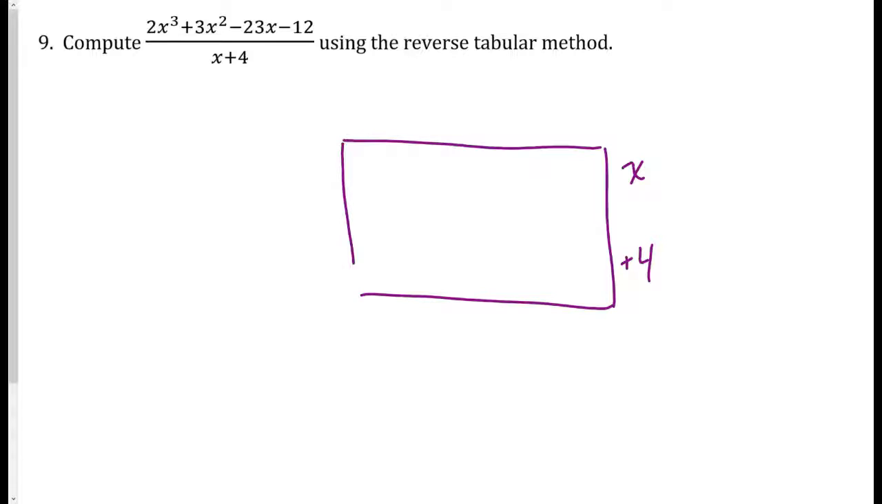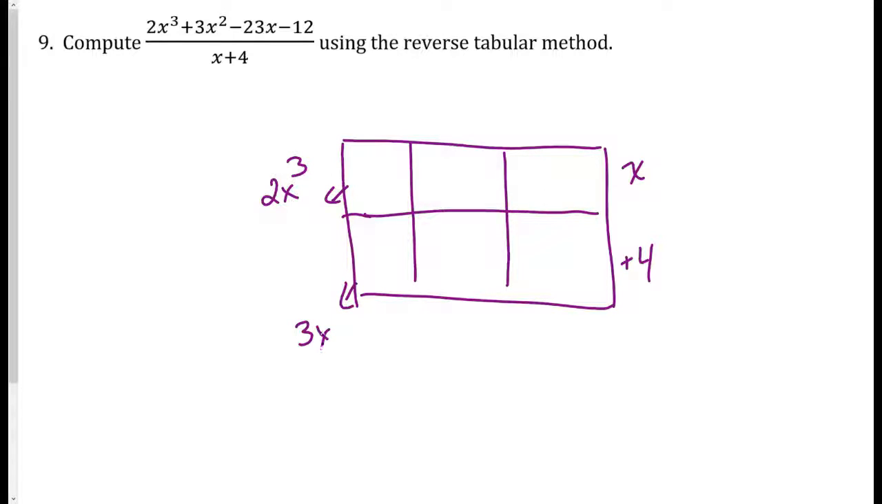Compute this quotient using the reverse tabular method. So I'm asking you to do the reverse tabular method. You could do this with long division, but it's good to be good at both methods. So x cubed divided by x gives me x squared. So I'm going to have a quadratic polynomial as my answer. So x squared, x, and then the constant term. So 2x cubed, 3x squared, minus 23x, and then negative 12. So I know a 2x cubed had to be in that box.